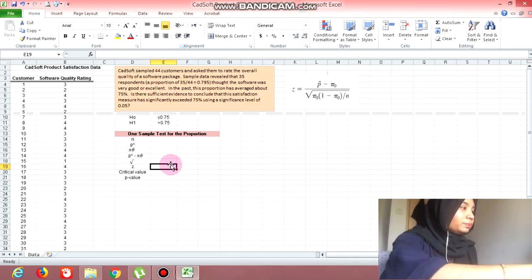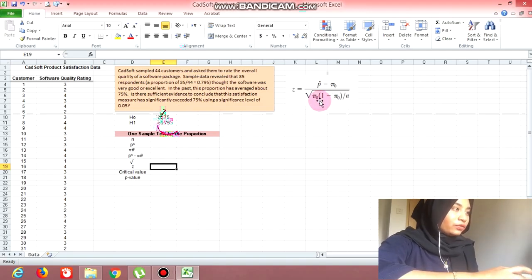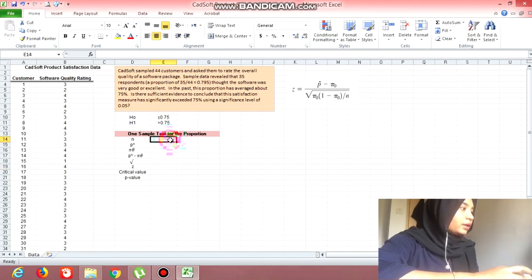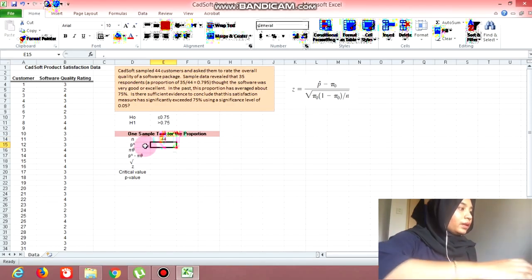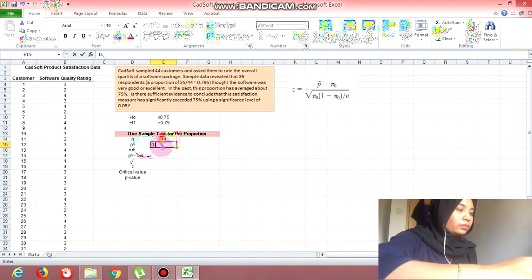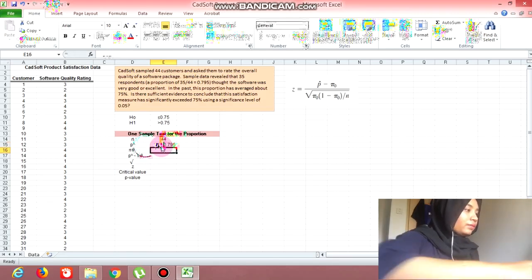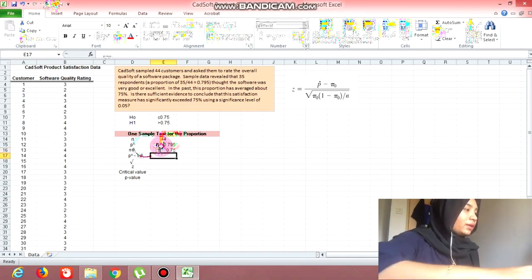So from the question, they give us the H0 and also the H1. The H0 will be 0.75. Okay, so you are going to find all the numbers in this formula. So the first one, we will find the N. The N is the total number of customers, that is 44. And then this is the sample proportion, which has also been given to us in the question, 0.795. And then the H0 is 0.75.